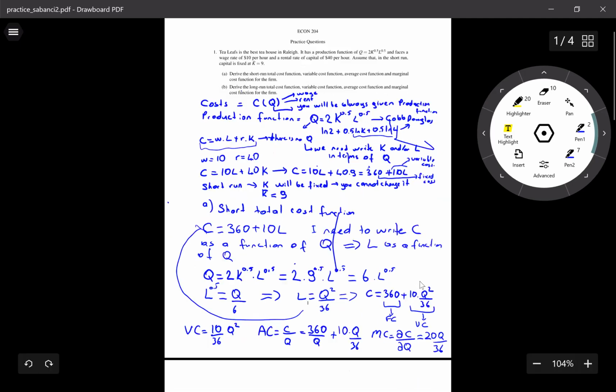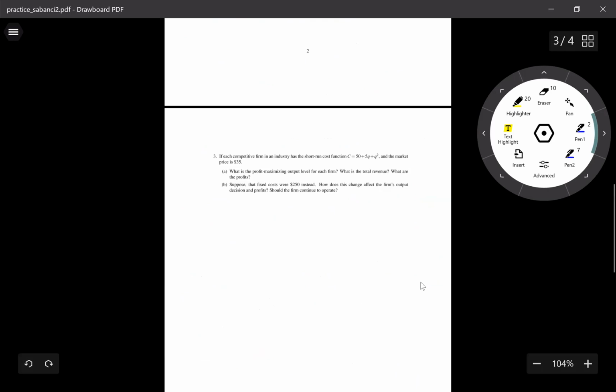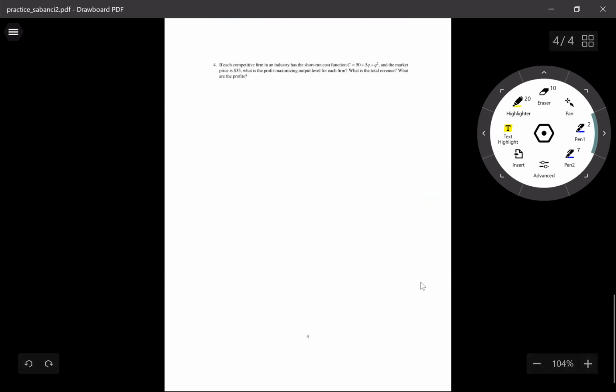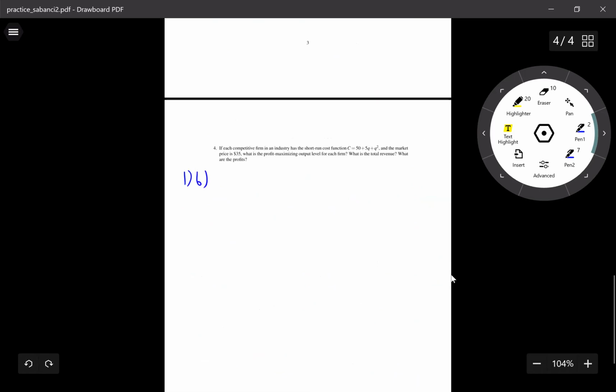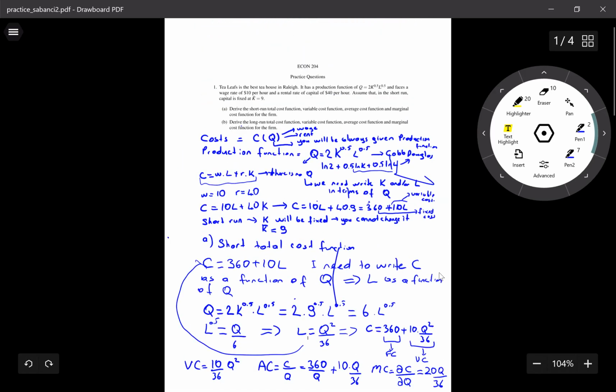Now we will solve the second part of question 1. Let me use this part for question 1b. In question 1b, we are asked for the long run cost function, variable cost function, average cost function, and the marginal cost function.